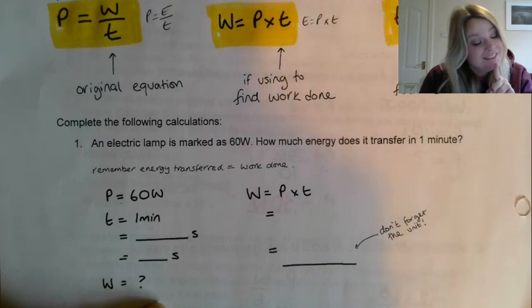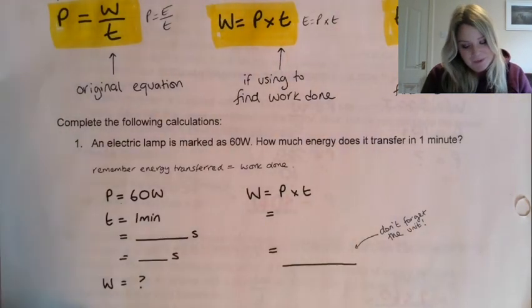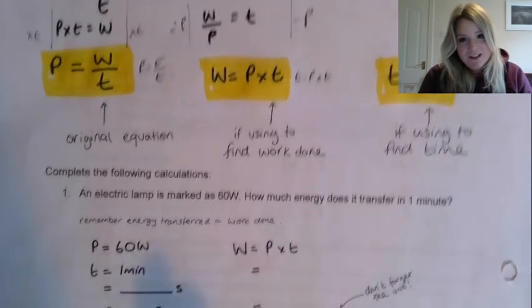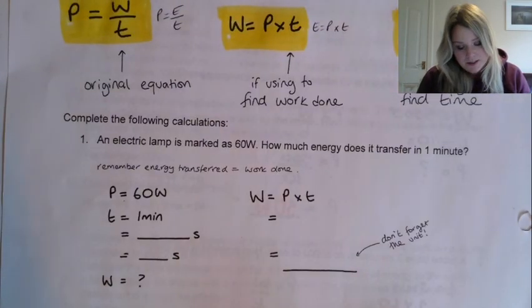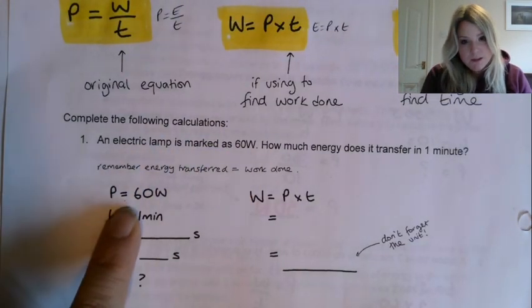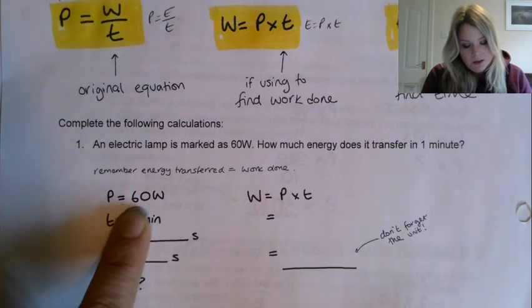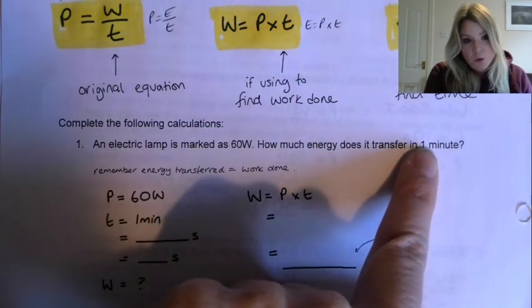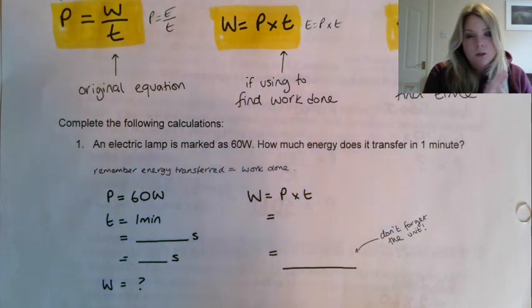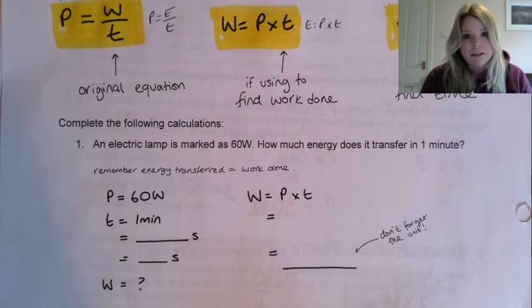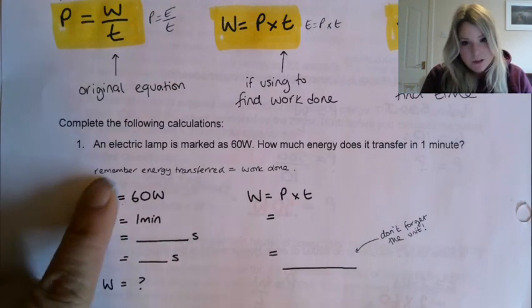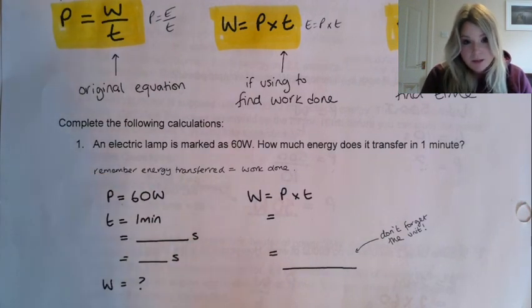Done? Better be. Okay, let's look at it. So an electric lamp is marked as 60 watts. So I've listed my power as 60 watts. How much energy does it transfer in 1 minute? Oh, alarm bells. We can't have time in minutes, it has to be in seconds. So we note here, remember energy transferred is the same as work done.